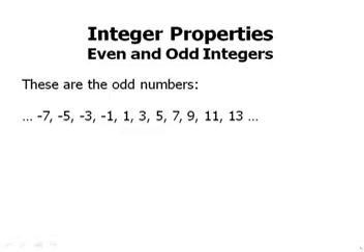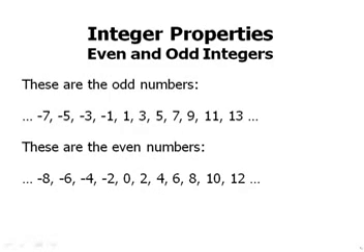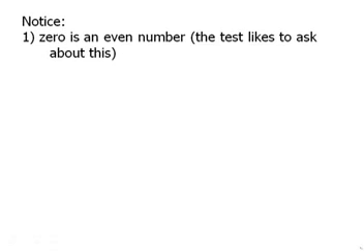These are the odd numbers. They go on forever in the positive and negative direction. These are the even numbers. They go on forever in the positive and negative direction. So notice a few things. First of all, 0 is an even number. This is very tricky. 0 is not positive, it's not negative, but it is an even integer. That's very important, and the test likes to ask about that.